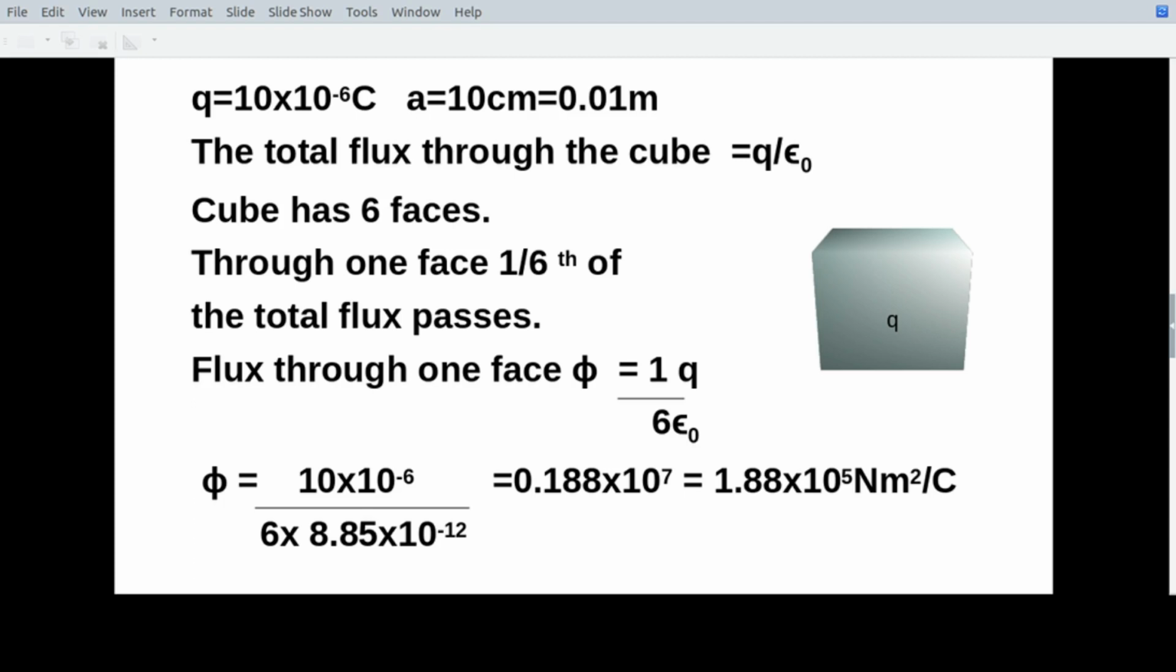Okay, so because there are 6 faces, through all the 6 faces you have flux q by epsilon 0. So what is the flux through one face? It is 1 by 6 of the total flux. So phi, the flux through one face, equal to 1 by 6 into q by epsilon 0. Substitute 10 into 10 raised to minus 6 by 6 into 8.85 into 10 raised to minus 12. You will get 1.88 into 10 raised to 5 Newton meter square per coulomb.